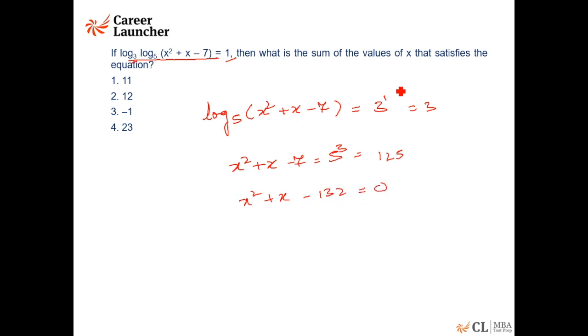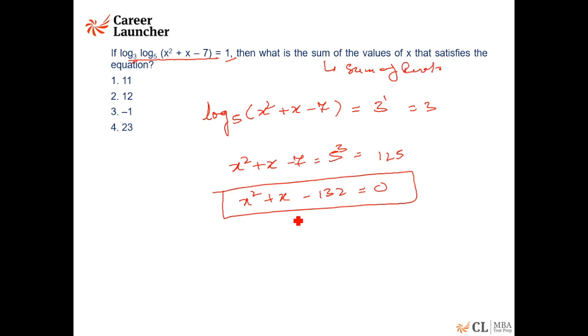What do we need to find? The sum of values of x that satisfy the equation. This is a quadratic equation, so the sum of values will be the sum of the roots. What is the sum of roots of this? If the equation is ax square plus bx plus c equal to 0, the sum of roots is minus b upon a. So the sum of roots is going to be minus 1. Correct answer, choice 3. Please don't solve the equation unnecessarily. If it is asking for the sum of roots or product of roots, you should get it from the equation directly.